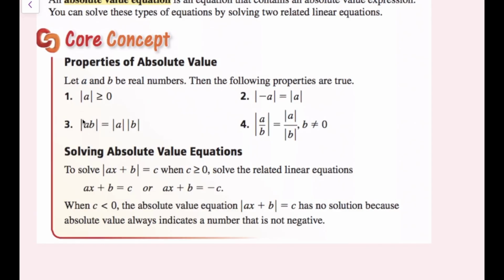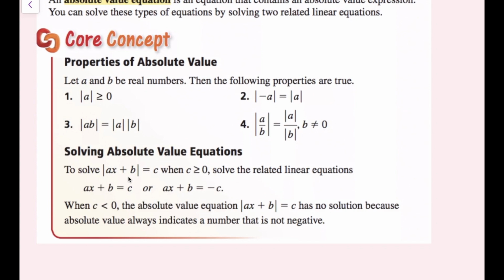Number 3 says if I take the absolute value of A times B, that's the exact same as taking the absolute value of A times the absolute value of B. And the same works for division, or the fraction. The absolute value of A divided by B is the exact same thing as the absolute value of A divided by the absolute value of B, and we cannot have B equal 0 because we cannot divide by 0.